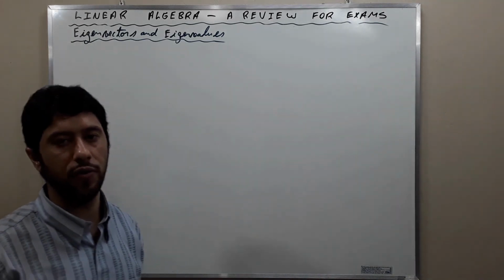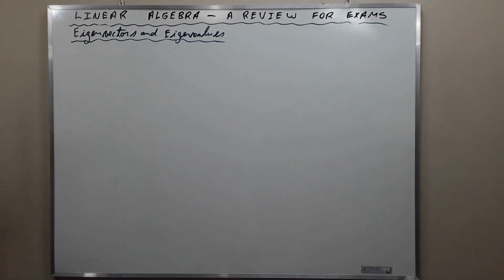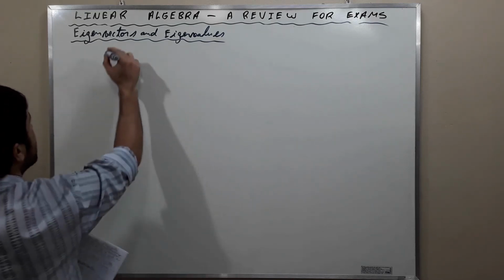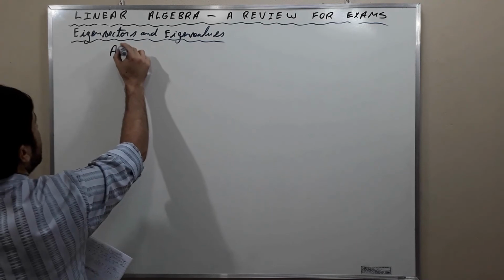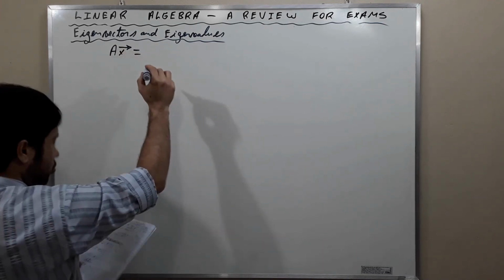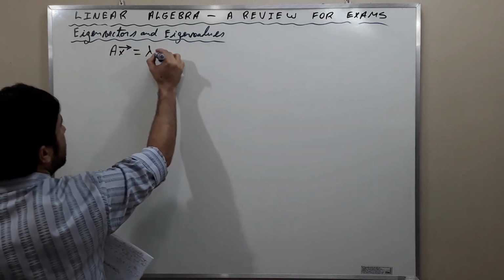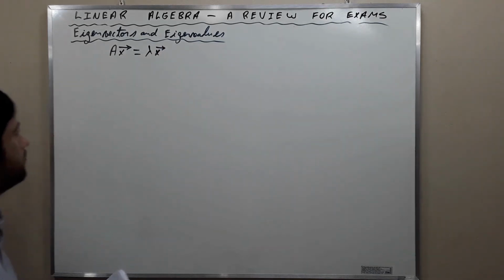To finish our review, let's discuss eigenvectors and eigenvalues. Okay, what is an eigenvector? An eigenvector of a matrix is a non-zero vector such that Ax is equal to lambda x, okay?